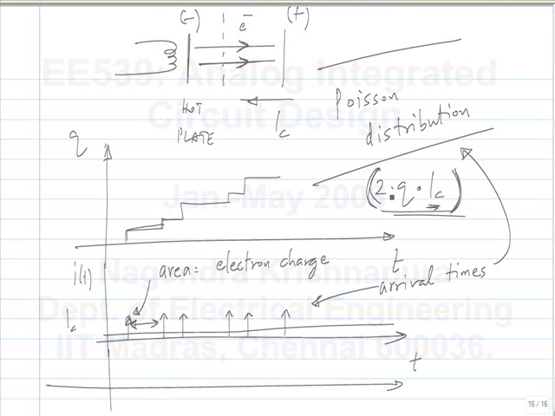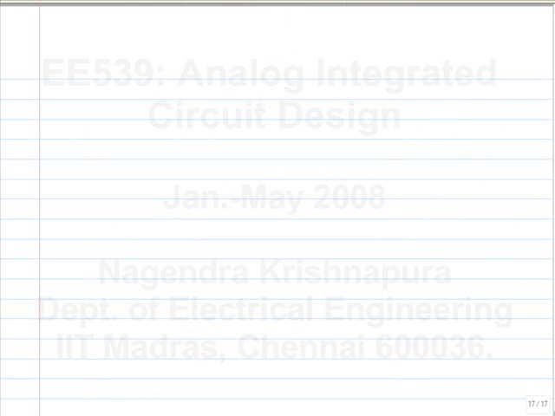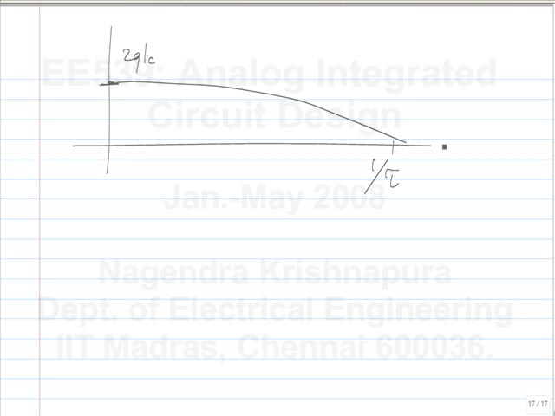No, actually it turns out to be white also. In fact, there is some time constant associated with the Poisson distribution. So it turns out to be 2QIC, and at the reciprocal of this time constant, it goes to 0. Of course, this time constant is very large. So for our purposes, we assume that it is white. So this is the spectral density.